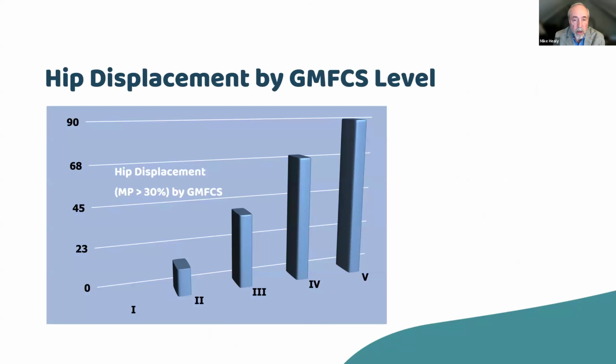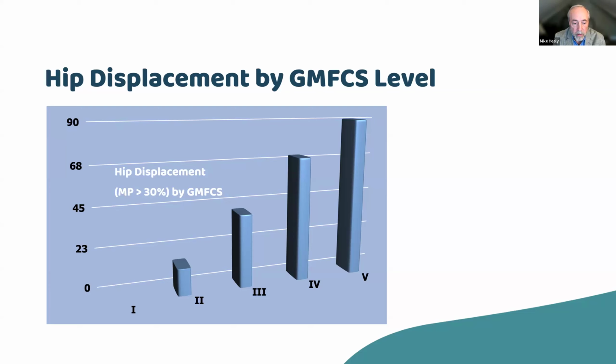So why do we care so much about GMFCS level? It's going to be a recurring theme here. We care so much because it is directly related to the frequency of hip displacement. As you can see, on the x-axis is GMFCS level. On the y-axis is the percentage of hip displacement that exceeds 30%. And we'll get into how that's measured in a little bit.